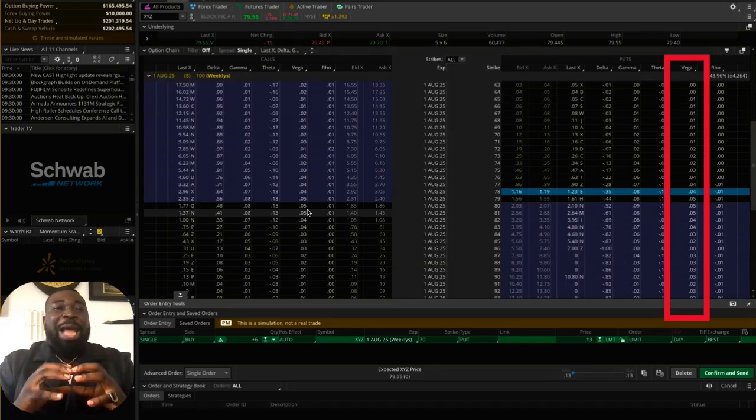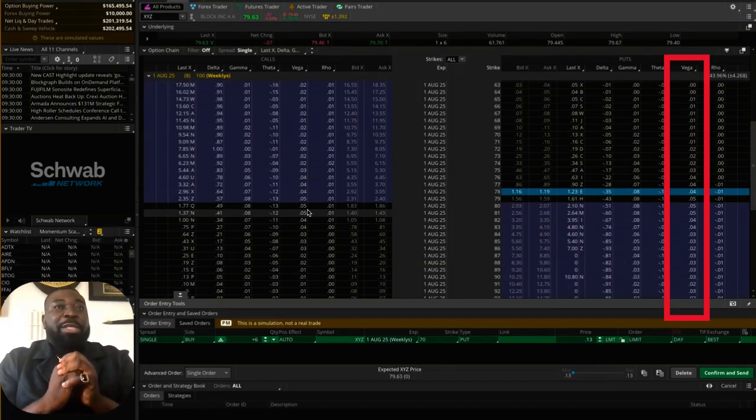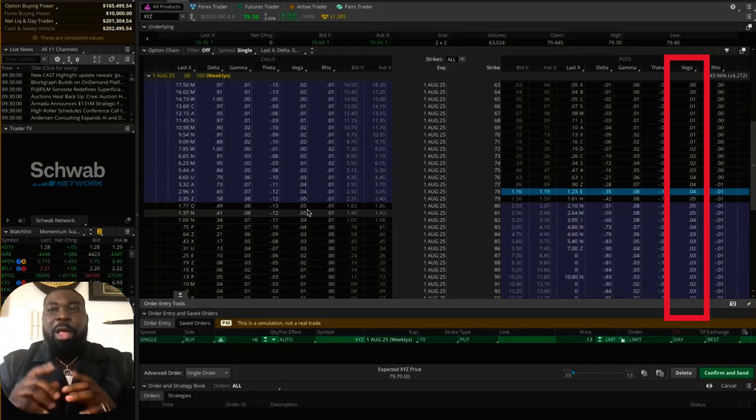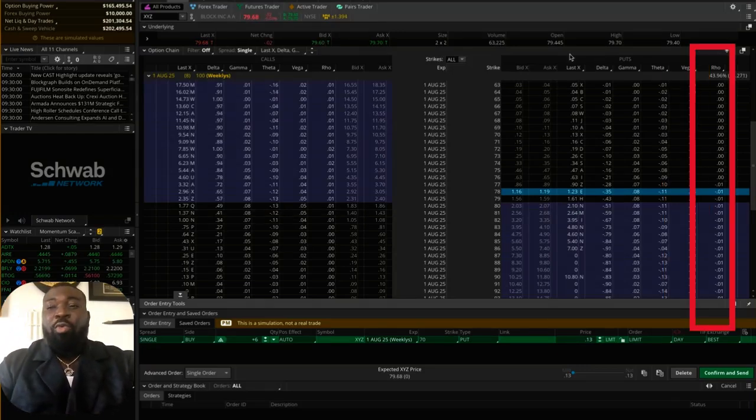So it's buy low, sell high. For sellers, it's the opposite. You want to sell high and buy low. So that's why you want to pay attention to Vega. And the last Greek here is rho. Rho relates to interest rates.